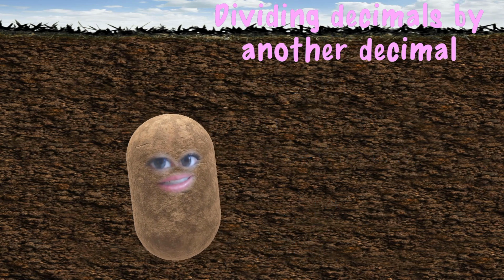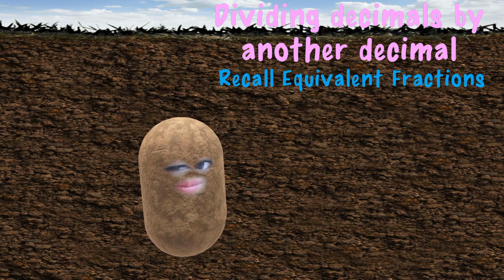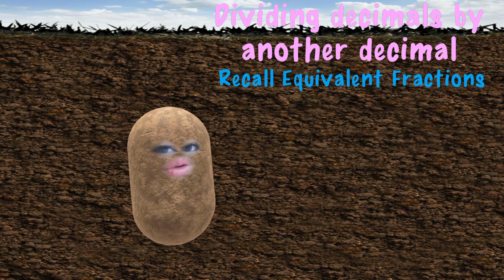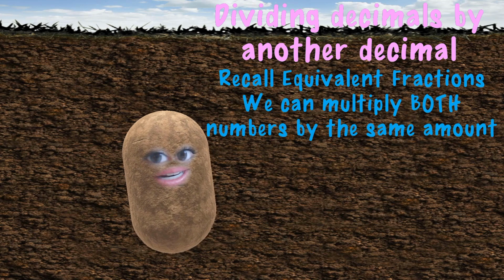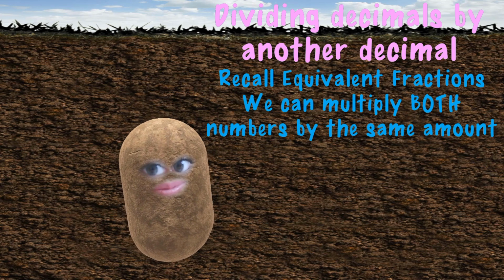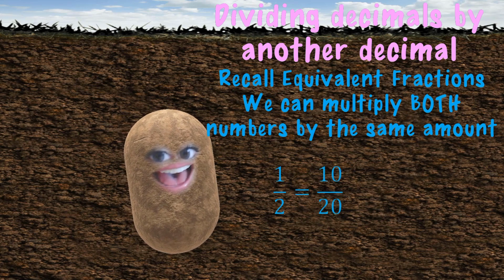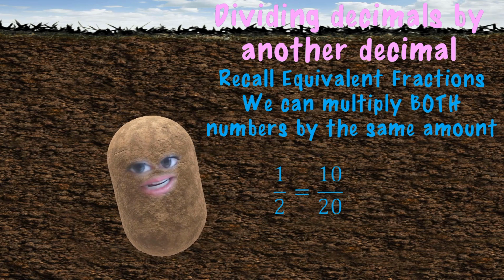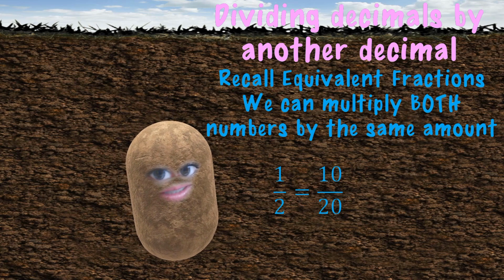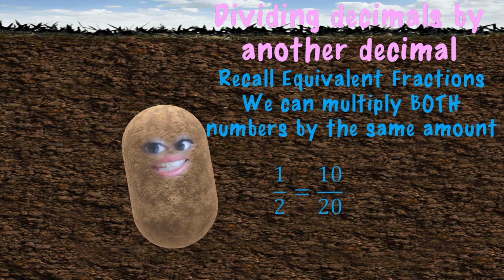Dividing a decimal by another decimal. Well, remember equivalent fractions? It's going to help us today. Remember how we can multiply the number at the top and the bottom to get the same amount? For example, if we had a half, that's the same as 10 over 20. Because we can say 1 times 10 is 10, 2 times 10 is 20. So it's the same amount.